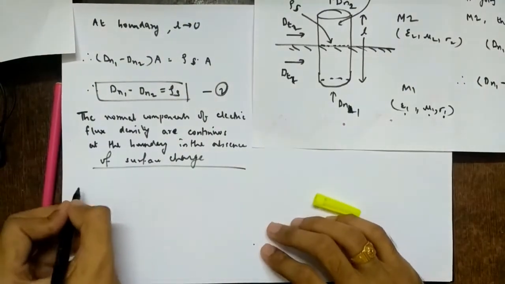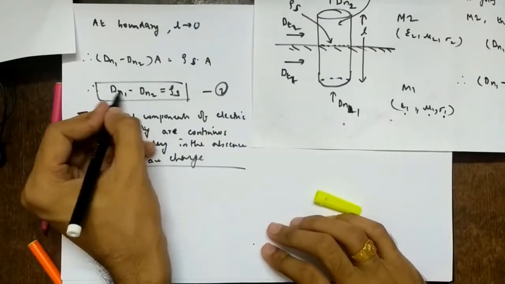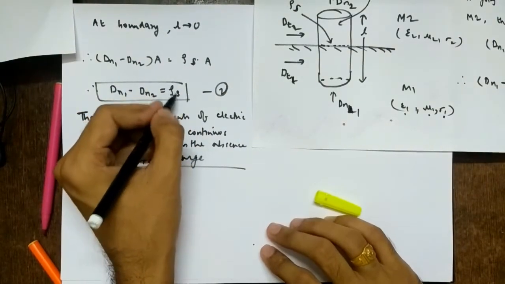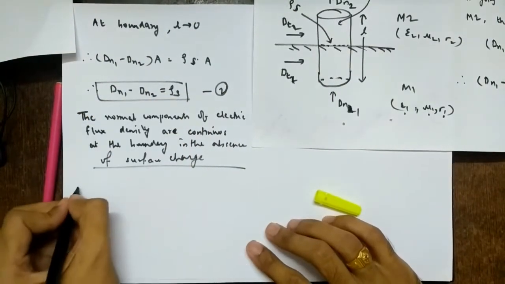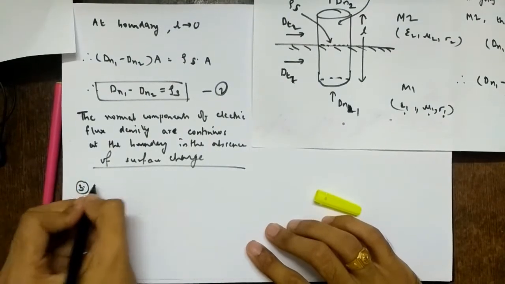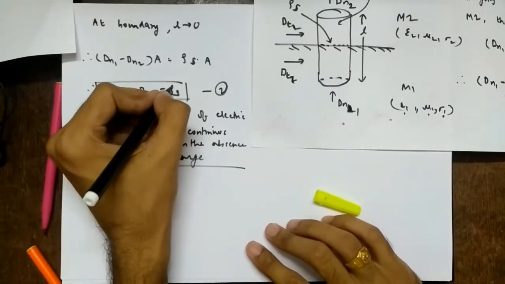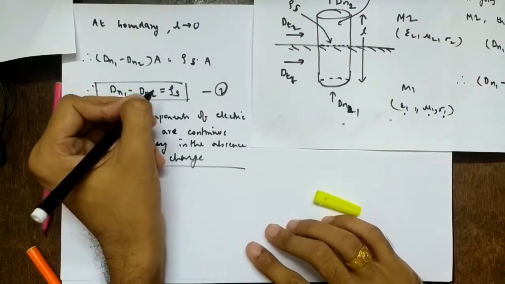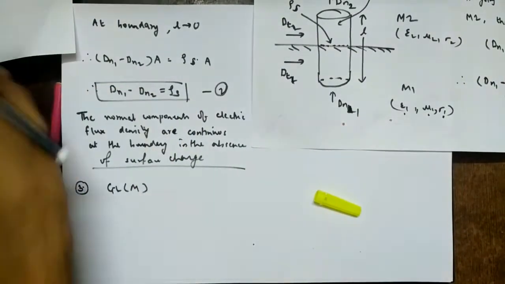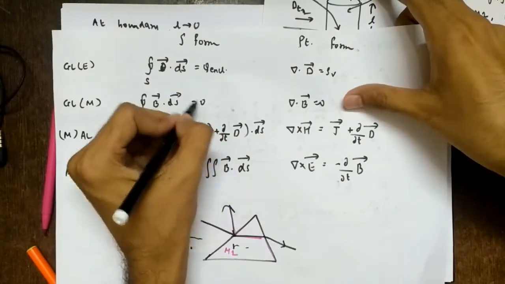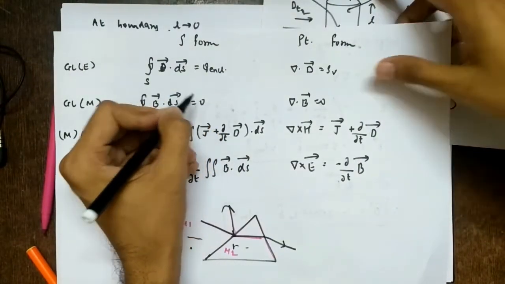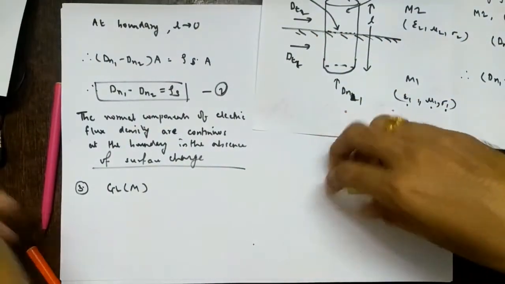So what we saw, that Gauss law for electric fields gives Dn1 minus Dn2 is rho s. What is rho s? Electric surface charge. So if we take the third boundary condition corresponding to Gauss law for magnetic fields, what should we take? Corresponding to magnetic charge. But as we saw in Gauss law for magnetic fields, there are no isolated magnetic monopoles. So there are no isolated magnetic charges, they are always in pairs.